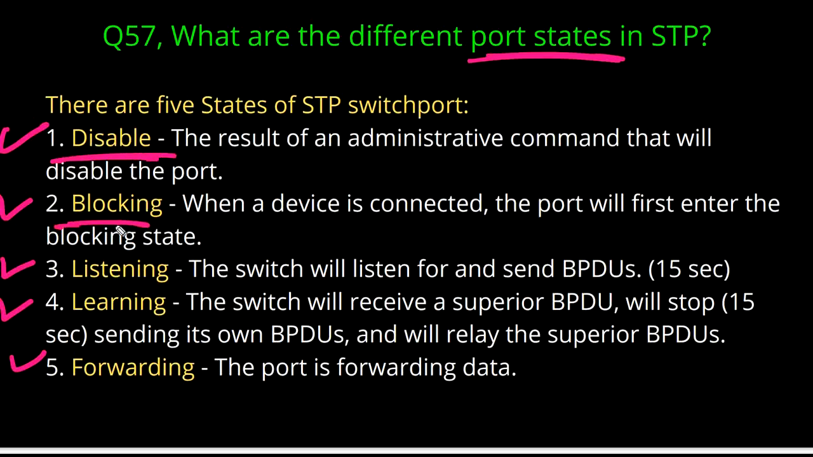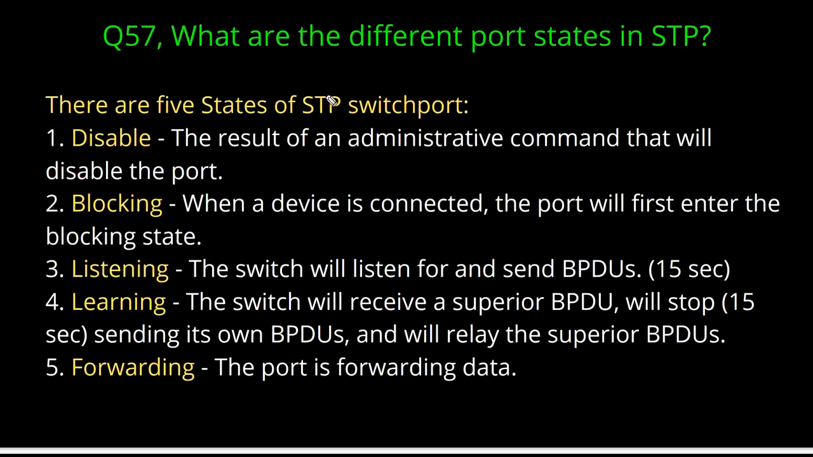After that, blocking. So when you configure STP on any port, the port will move from disable to blocking, and then they will move from blocking to listening, right? In listening state they will spend 15 seconds. After 15 seconds, the state will move from listening to learning, and in learning state they will spend again 15 seconds. After that they will move to forwarding state. So what is the difference between disable, blocking, listening, learning, and forwarding?